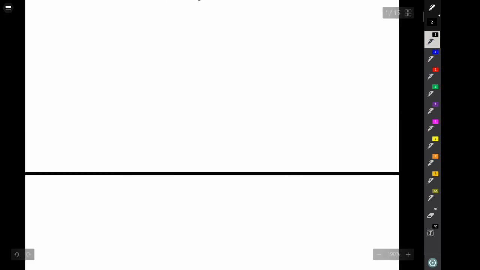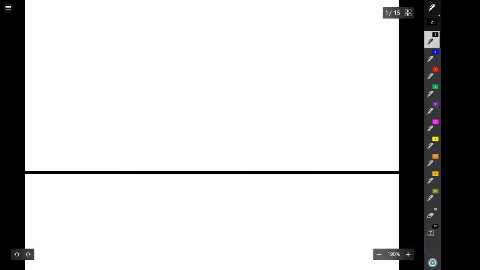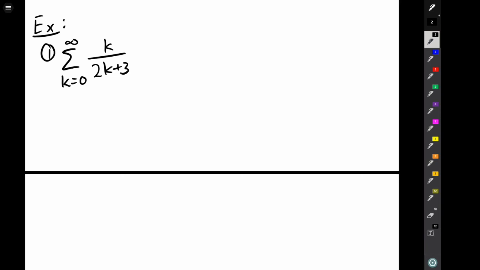So let's look at some examples. I won't switch back over to the Mathematica slide, but this will be posted as usual. Let's use the divergence test on some examples here. For example, let's say we have the series from 0 to infinity of k over 2k plus 3. Does this diverge, or does the test fail? Is the test inconclusive?